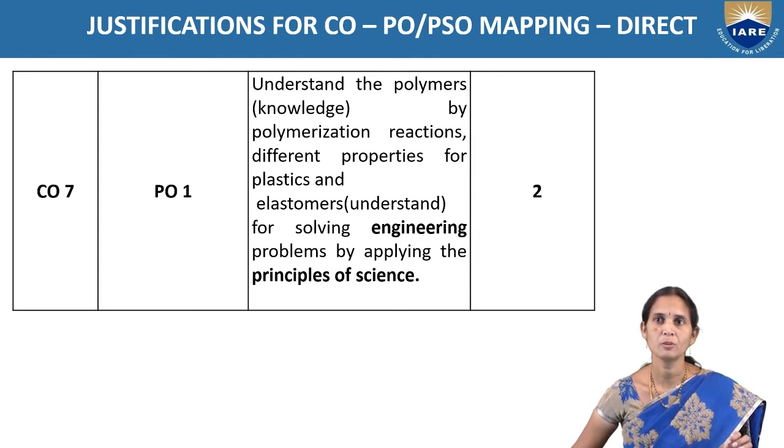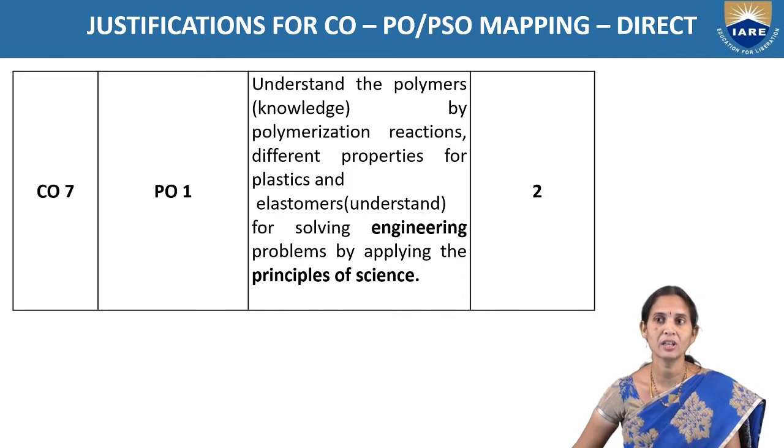CO7 is a course outcome. That is, understand the polymers and gain knowledge. That is, what is a polymer, and how a polymer is prepared by polymerization reactions. Different properties: what are the properties of polymers? Properties for plastics and elastomers. So they will learn about plastics and about elastomers, rubbers. They will understand what is a plastic and what is an elastomer, for solving engineering problems by applying the principles of science.